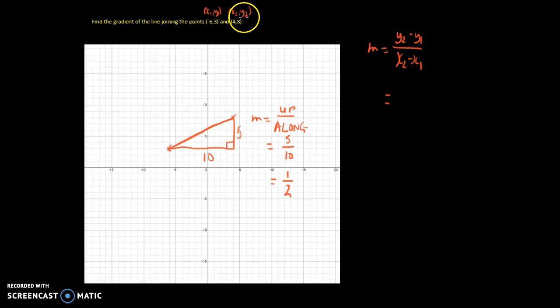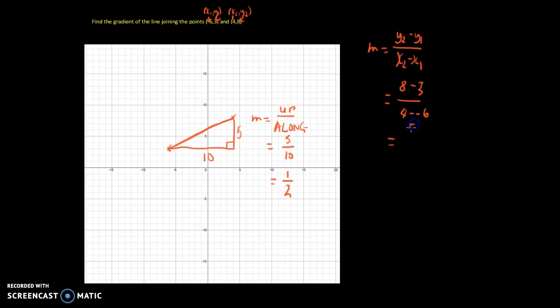So y2, the coordinate there is 8. y1, that's that one there, the coordinate is 3, so it's 8 subtract 3 over, and we've got x2, what's that, it's 4, and x1, -6, so subtract -6. Let's simplify that.